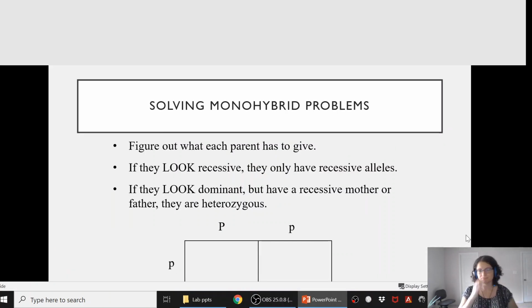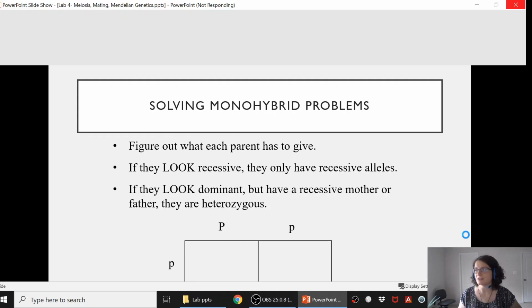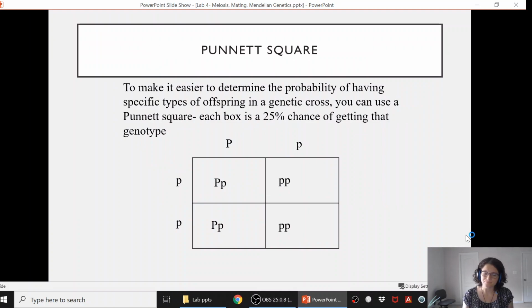Okay. Apologies for my broken thing here. Because this is a complex thing, I'm going to work through the monohybrid problems, and I'm going to end the recording. I'll update this one as just monohybrid Mendelian genetics concepts, okay?